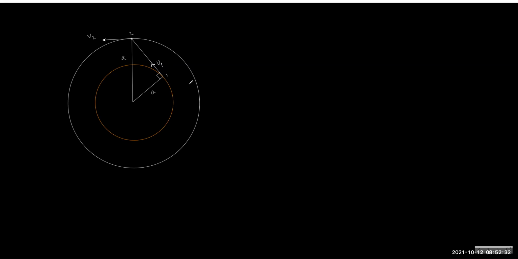So the question is, what is the angular velocity of 2 with respect to 1? That's the question. So for this given situation, can you analyze the omega of 2 with respect to 1? Okay. So I'm giving you 2 minutes to try this question.